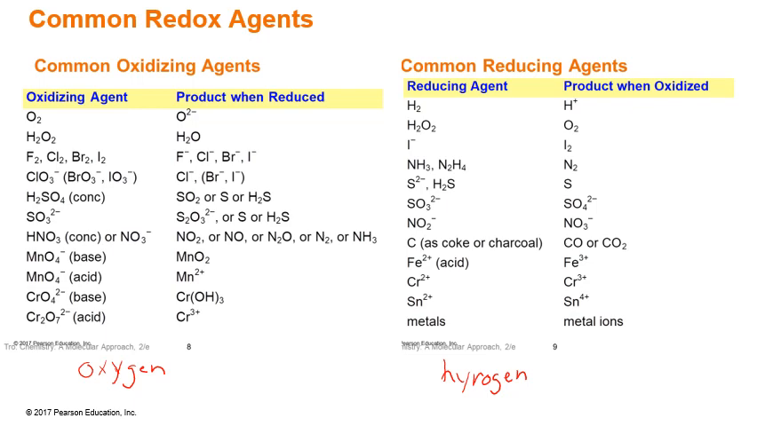So oxidizing agents tend to have oxygen in them. Reducing agents tend to have hydrogen in the compounds. And you'll notice that hydrogen peroxide, because it contains both, can act either as an oxidizing agent or a reducing agent.